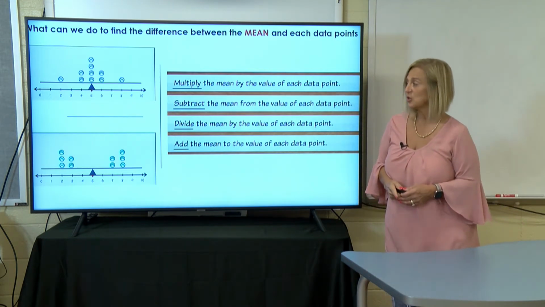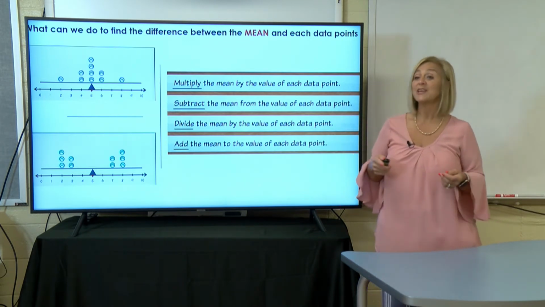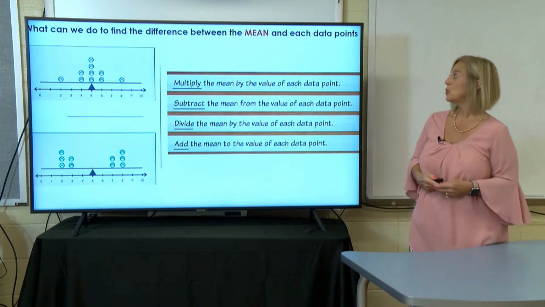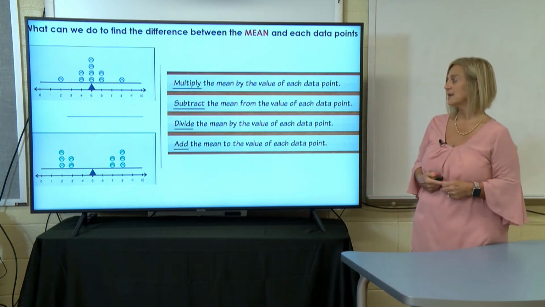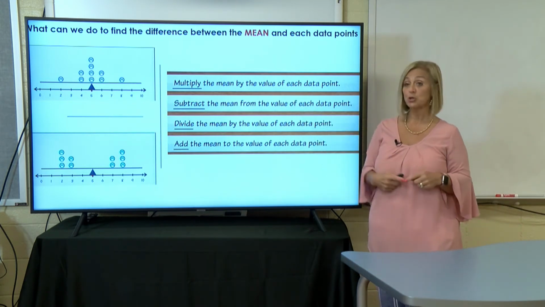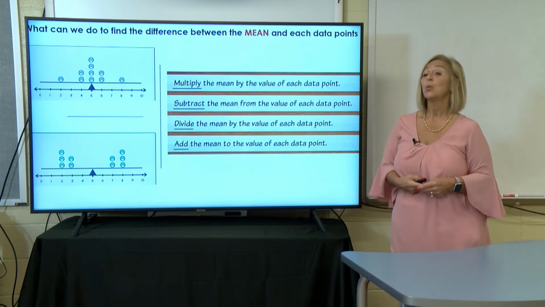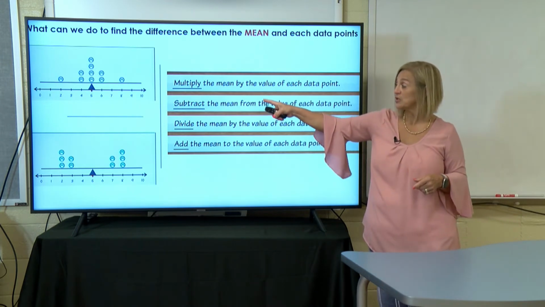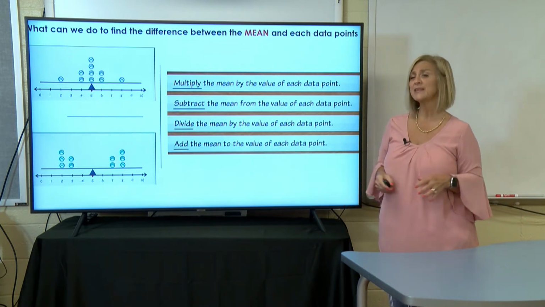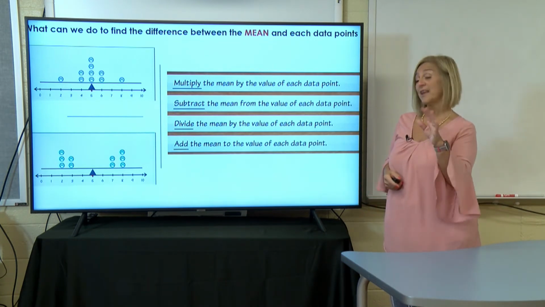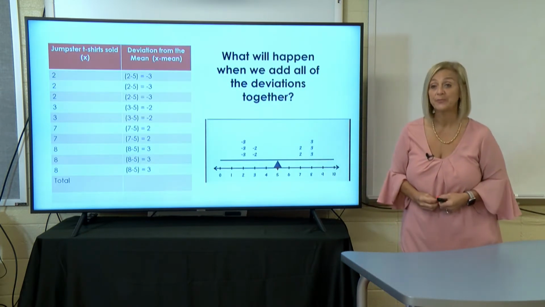I'm going to read the question one more time to see if you can help find an answer. What can we do to find the difference between the mean and each data point? There's a key word in that sentence. Are we going to multiply, subtract, divide, or add? We are going to subtract, because we're going to subtract the mean from the value of each data point. I know that sounds really confusing, but on the next part of this lesson, I think you'll understand what we're talking about. So let's take the Jumpsters.